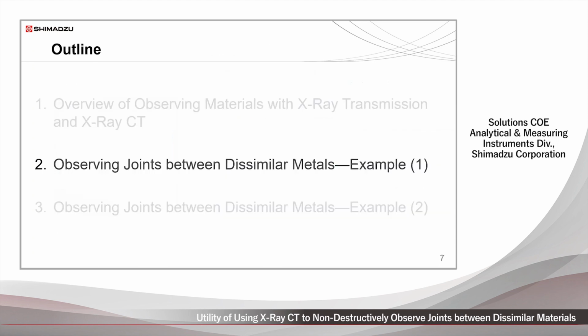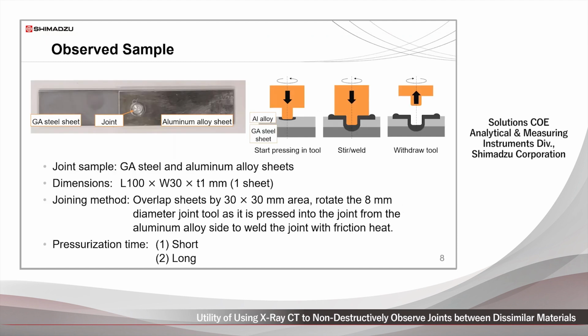So far, I've given a broad overview of X-ray transmission and X-ray CT imaging and described the system used in the examples presented. Next, I will describe the first example of observing a joint between dissimilar materials. The observed sample consists of two different types of sheet metal welded as shown.